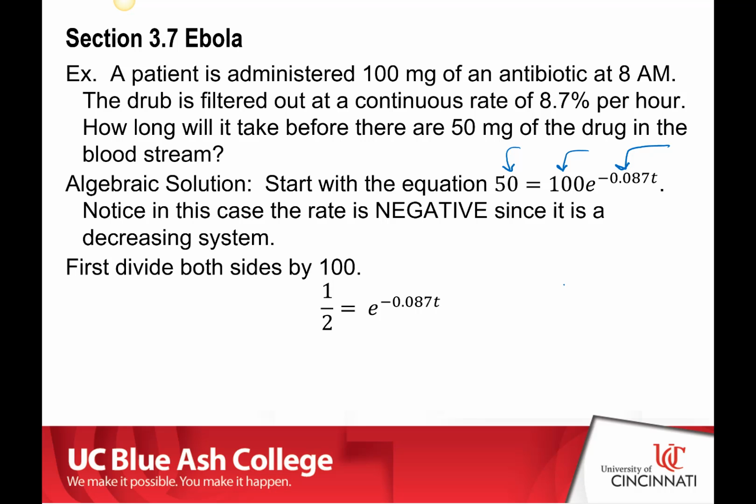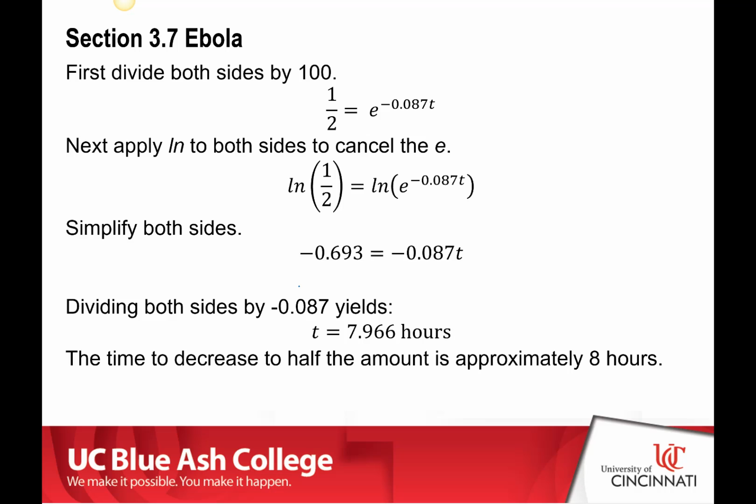Okay, so there is our rate. Notice it's been converted from a percentage back to a decimal. And what we're going to wind up doing is solving this equation in a similar fashion to what we did with the previous one. The first thing we're going to do is divide both sides by 100. 50 divided by 100 is a half. 100 divided by 100 is 1. Okay, so what that does is it allows us to take a first step in solving for t.